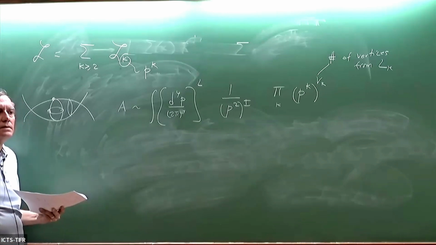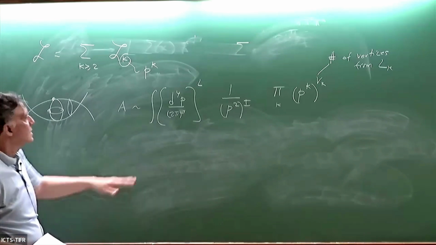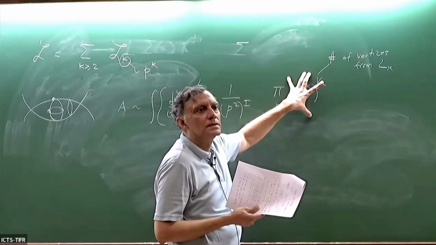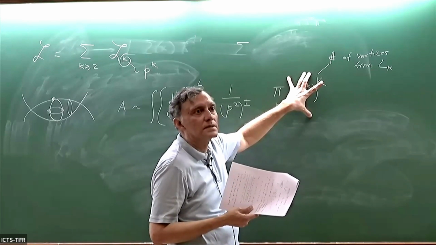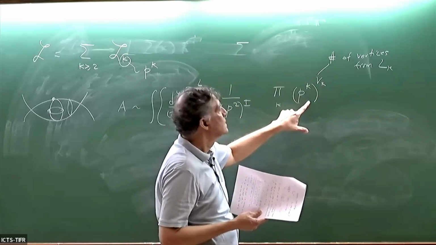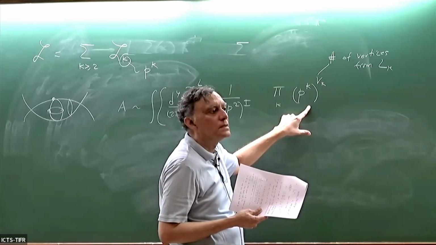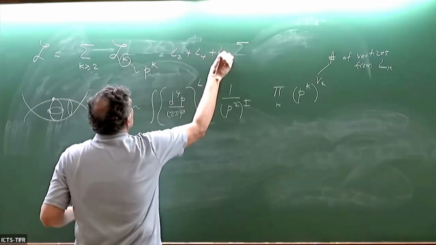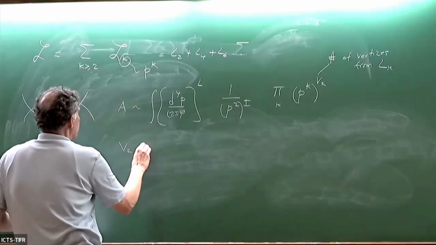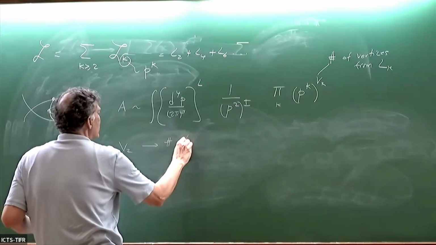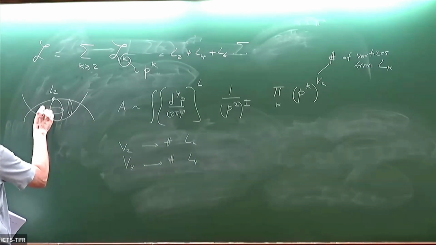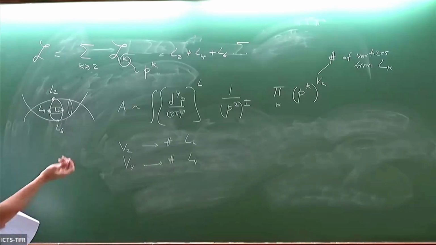Is this clear? Okay, so loops, propagators, vertices, just counting momentum factors, for a fixed diagram. But that's what k means. So this symbol just means L2 plus L4 plus L6. V2 is the number of vertices from L2, and V4 is the number of vertices from L4. So this vertex could be from L2, this vertex could be from L4, that vertex could be from L6, this vertex could be from L2.